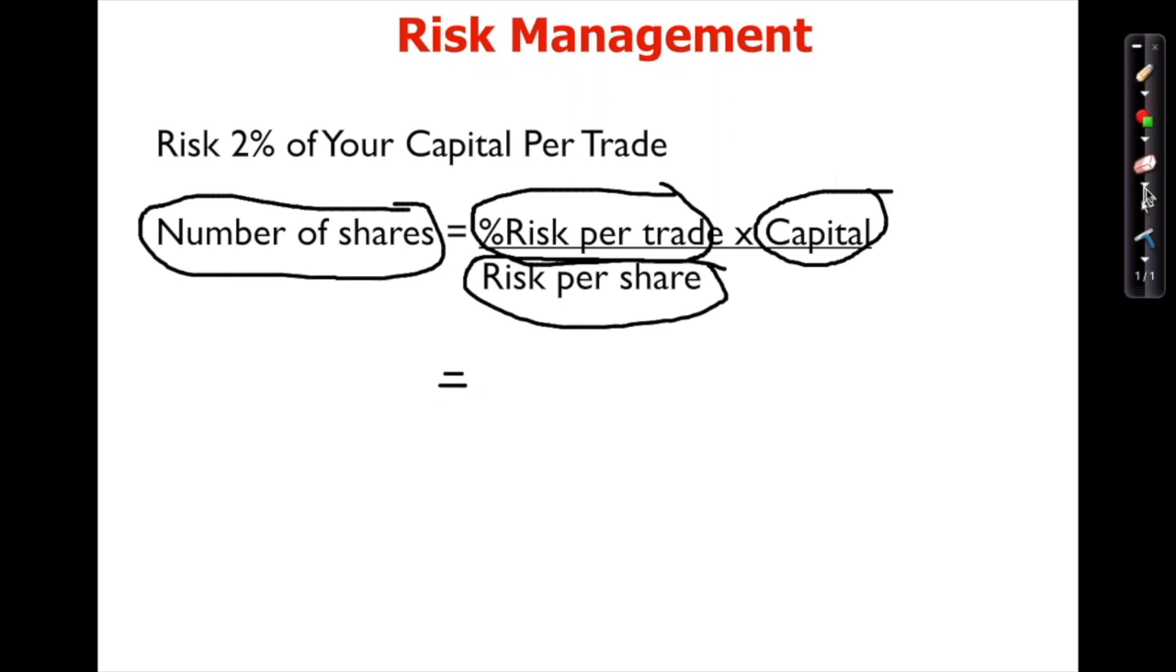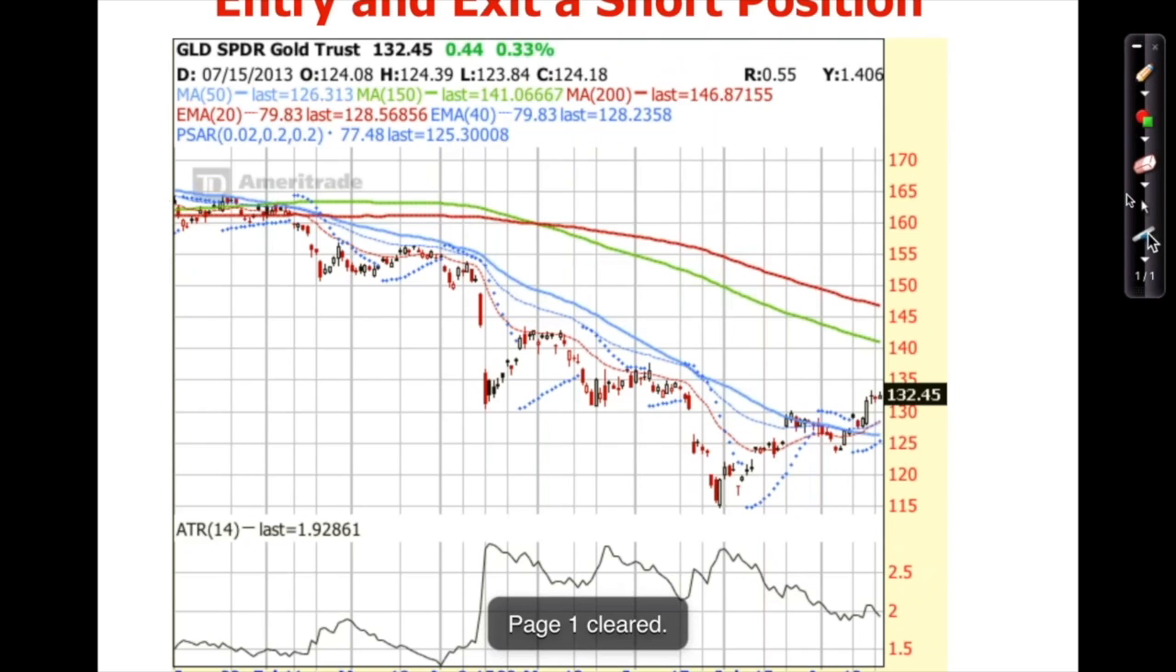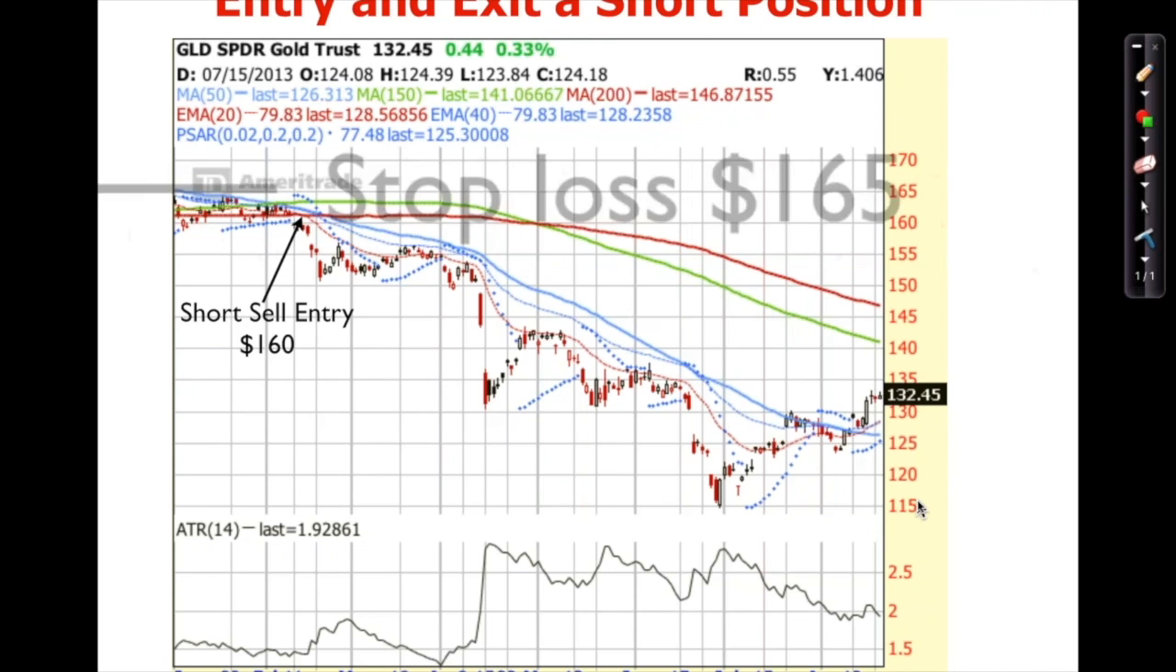Before I explain what this means, let me go back to this example which we went through earlier on. Remember we saw this earlier on. I'm going to do a quick review. Let's imagine you saw this crossover here. You decided to sell at 160. You sell at 160, and you ride the trend down. When you see the moving average 20 cross 40, you buy it back.